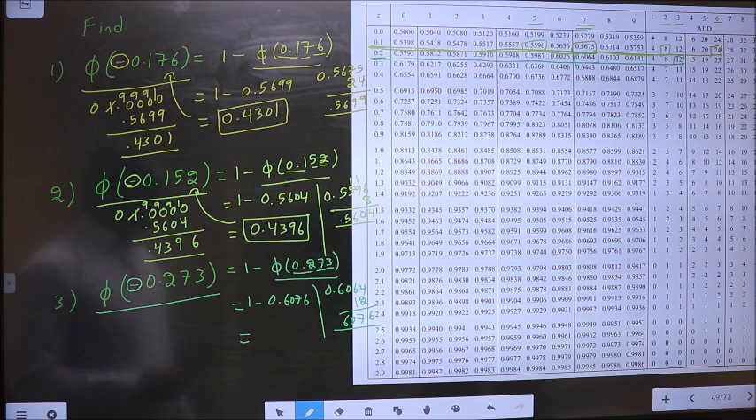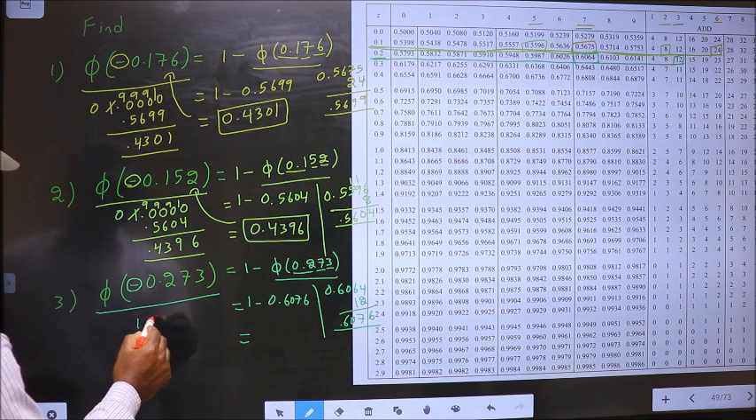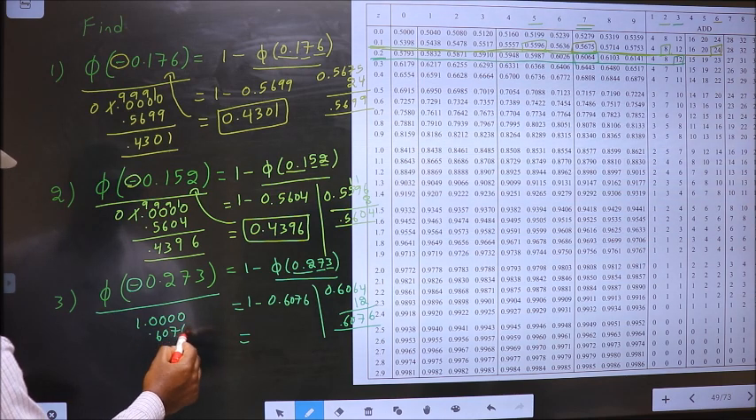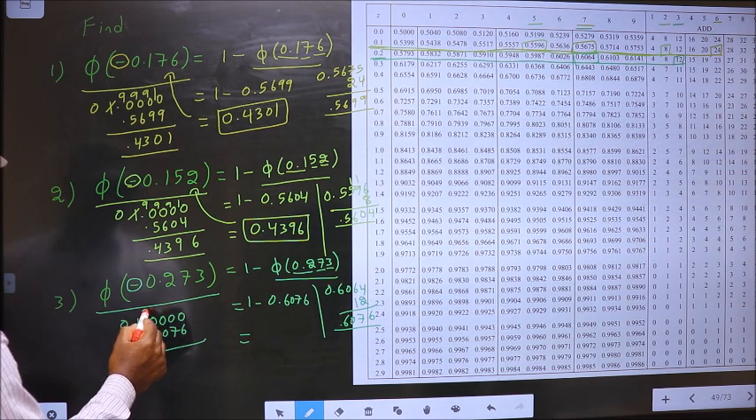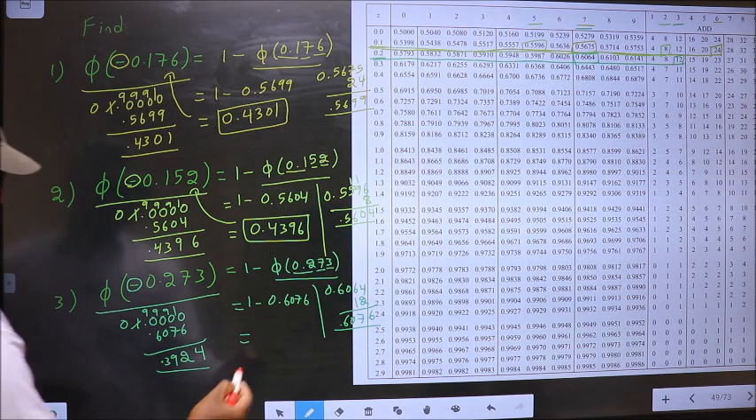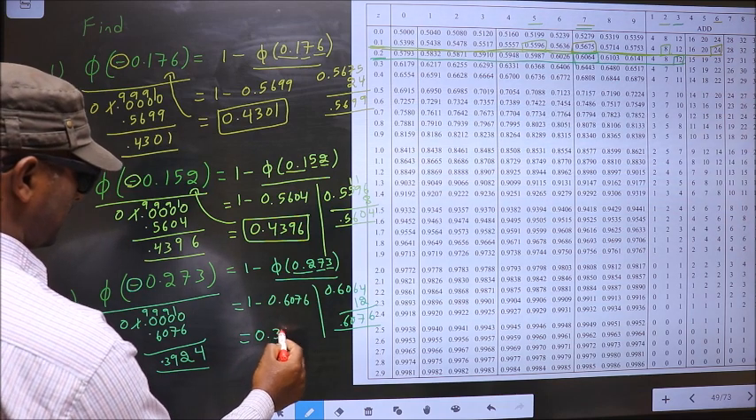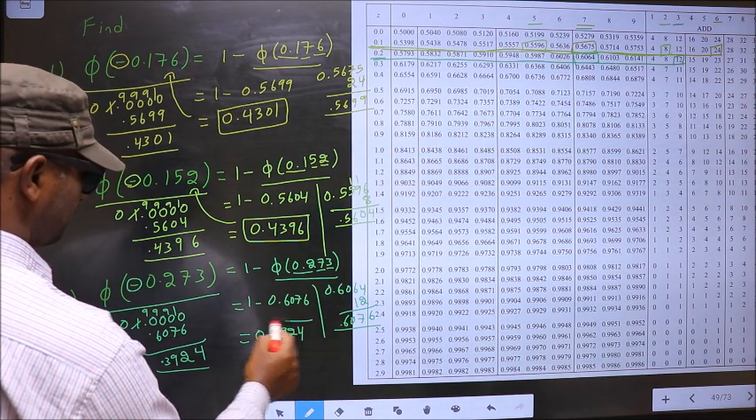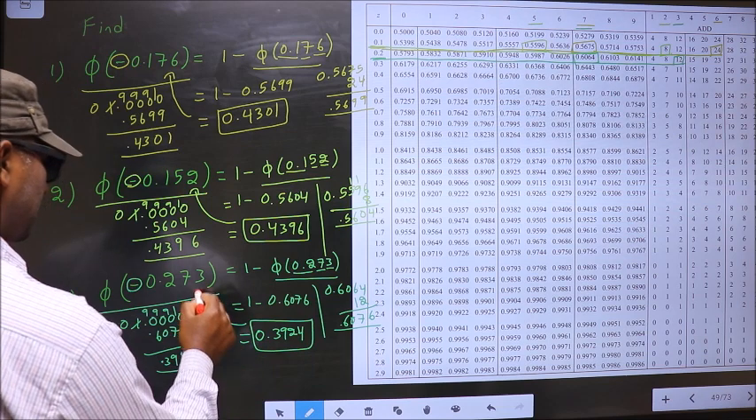So let us subtract. So 1.0000 minus 0.6076. So we get 0.3924. This is the answer for this one.